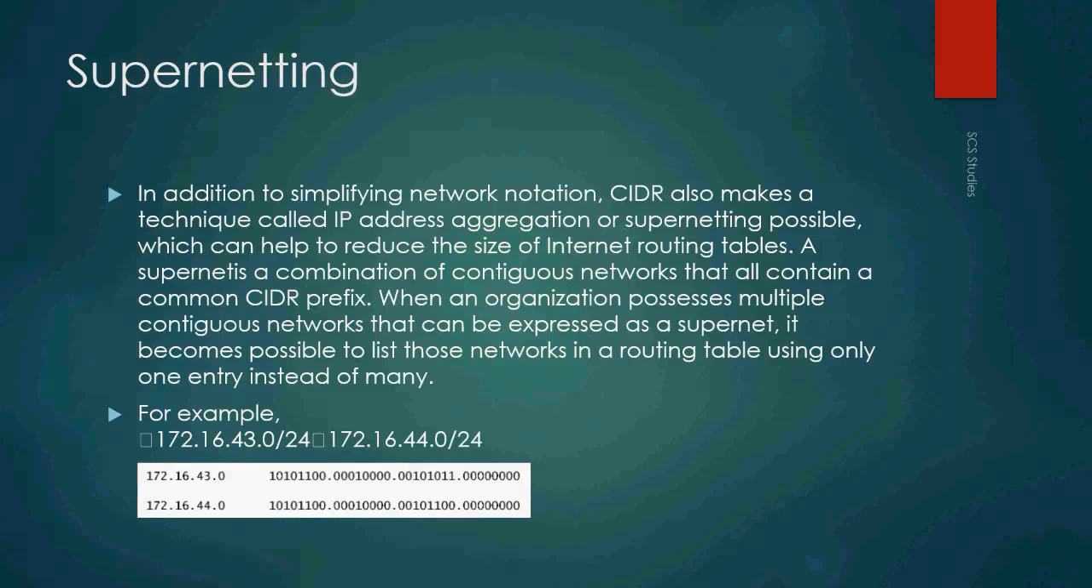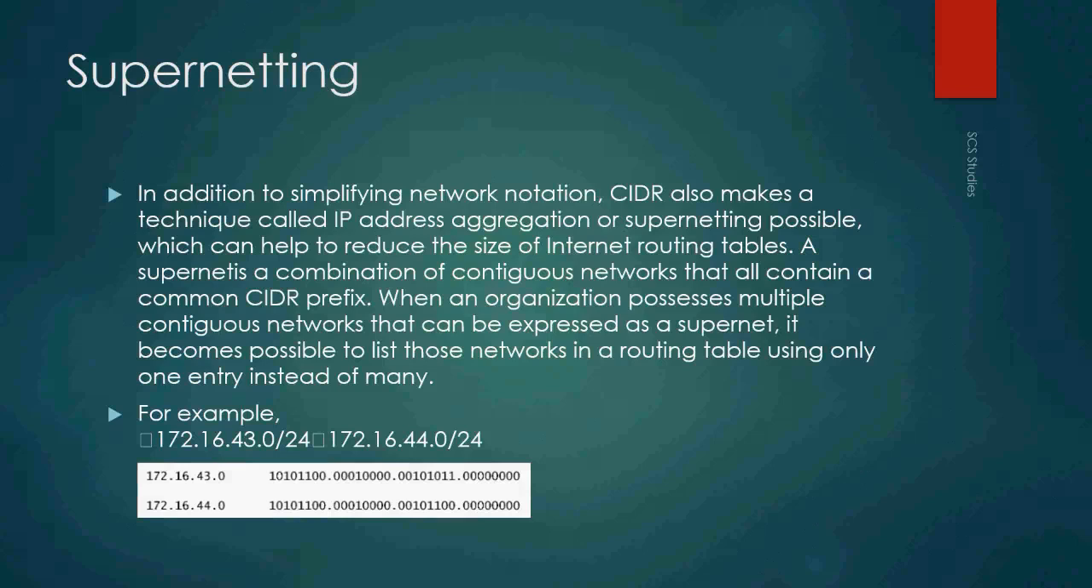For example, suppose you are using 172.16.43.0/24. On a different side of your LAN, you use 172.16.44.0/24. It will help you use a single route to reach these two different networks. They are different networks, there is no doubt that two networks are defined. One is 43.0, one is 44.0.